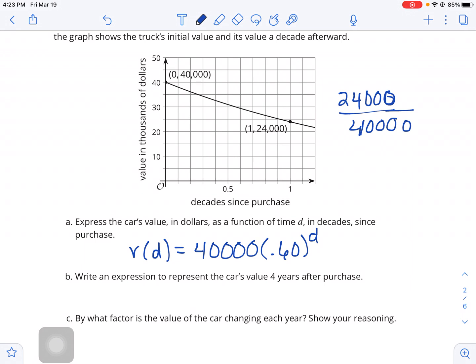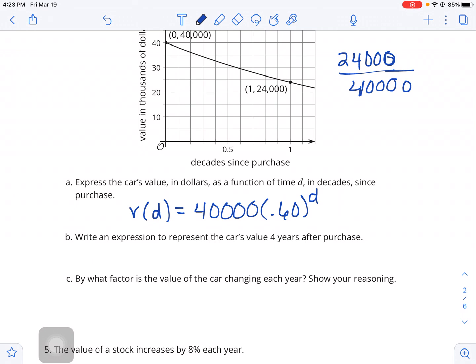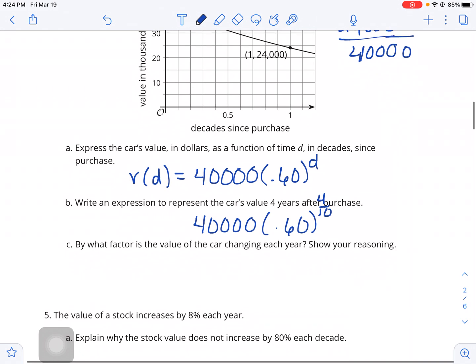For letter B, write an expression to represent the car's value 4 years after the purchase. If it's 4 years after the purchase, it would be 40,000 times 0.6 to the 4/10 power, or 0.4, or however you want to write that, 2/5.